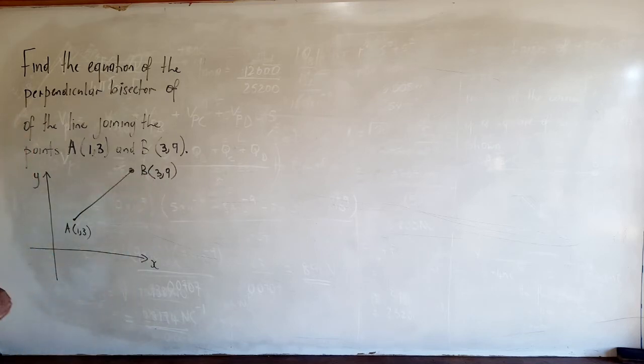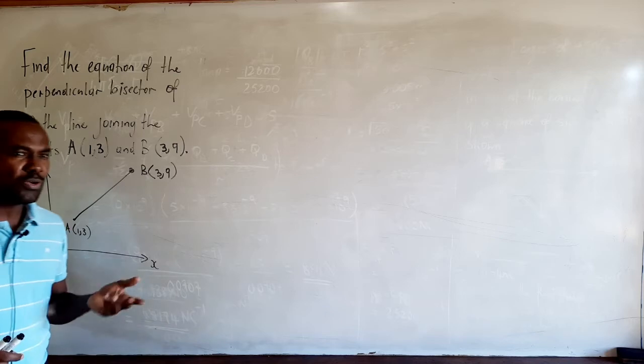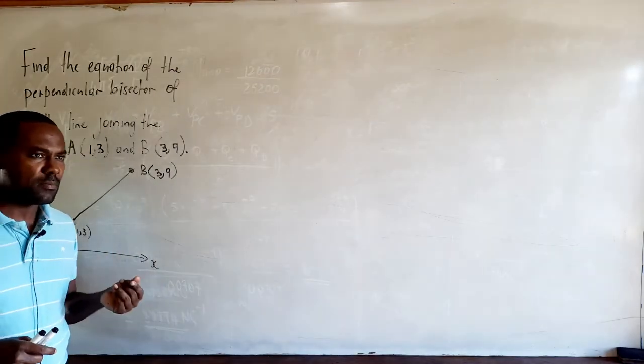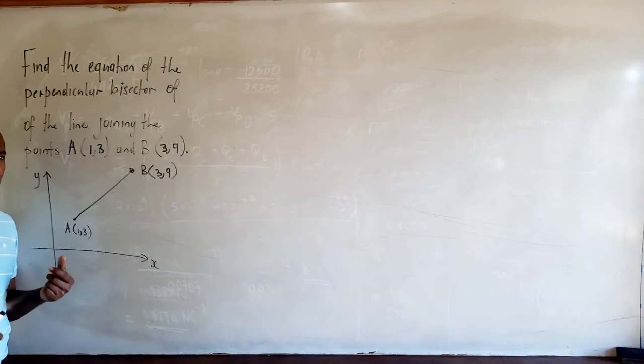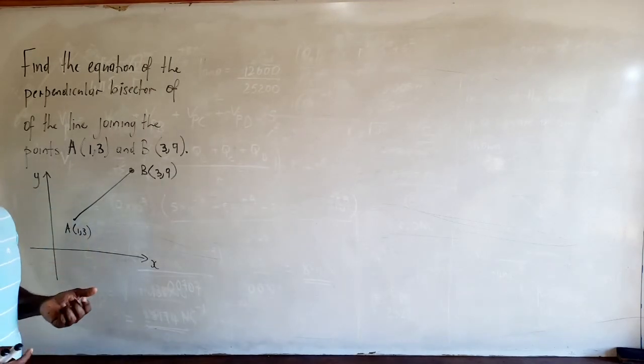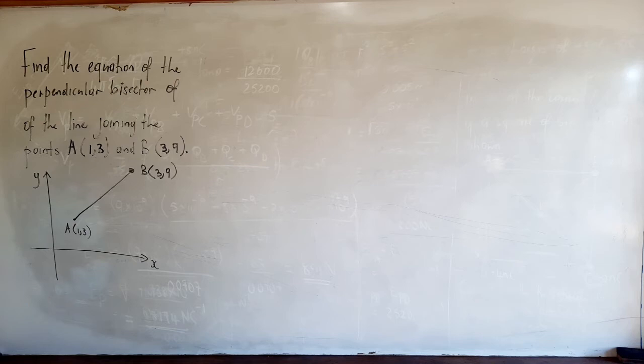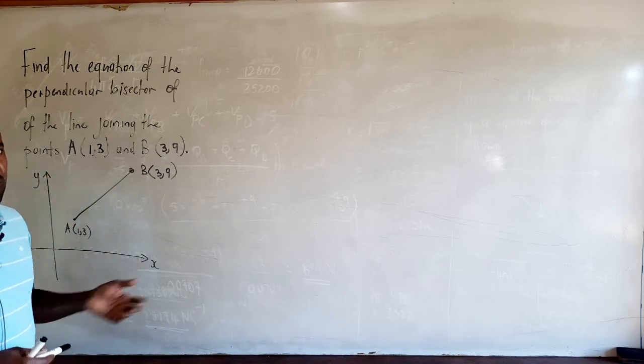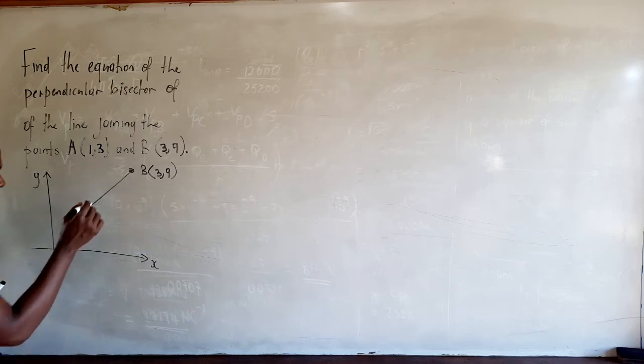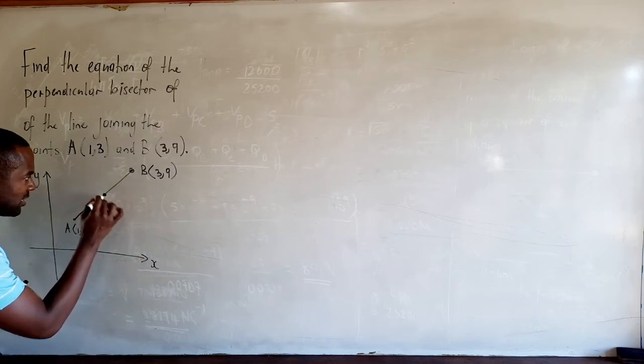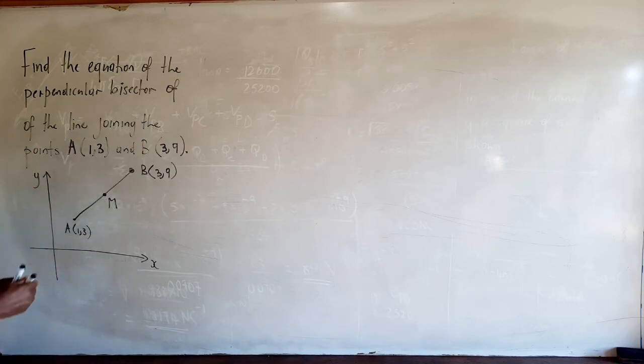Now this question, they want us to find the equation of the perpendicular bisector of the line joining the points A and B. In other words, the equation of the perpendicular bisector of AB. When we bisect a line, we cut it in two halves, which means we must cut the line at its midpoint. So because we want the perpendicular bisector of this line, we are going to have to find the midpoint of the line. I'll label this point M, which we take as the midpoint of the line AB.